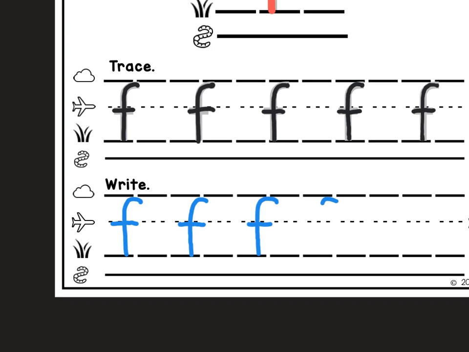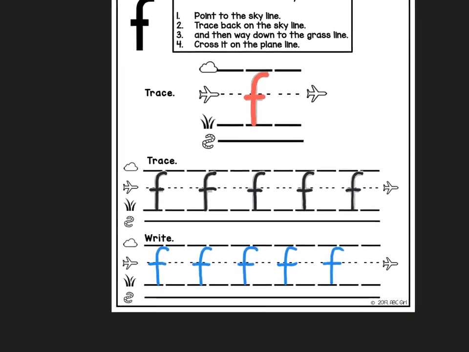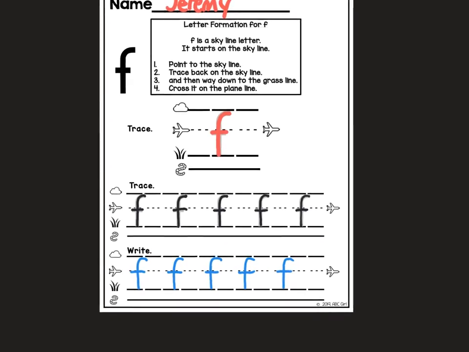Curve around, back, down to the grass line, and across the middle. Curve around, down to the grass line, and across the middle. Okay, that's enough for the lowercase letter f. Make sure you're practicing this lowercase letter f.